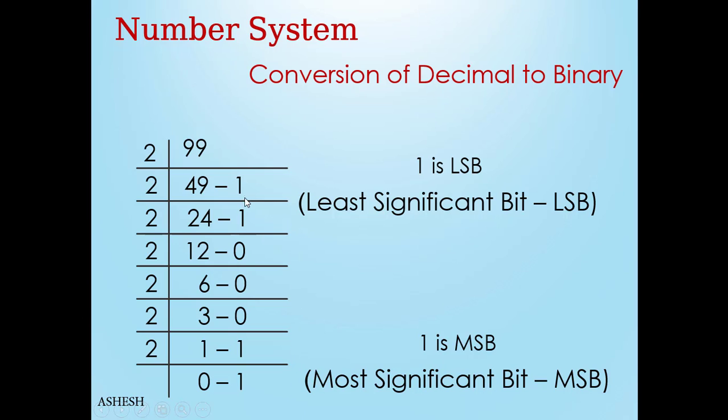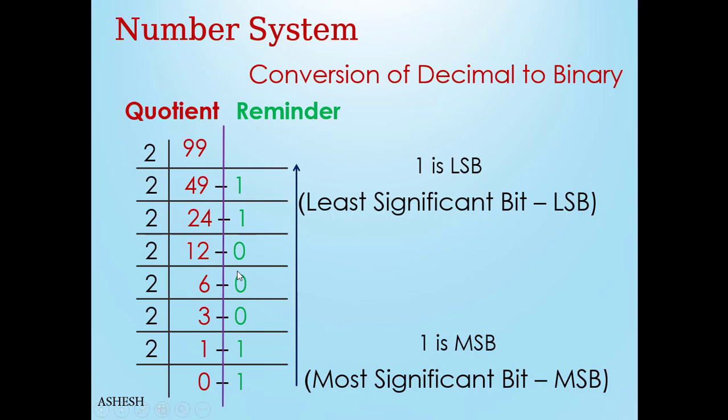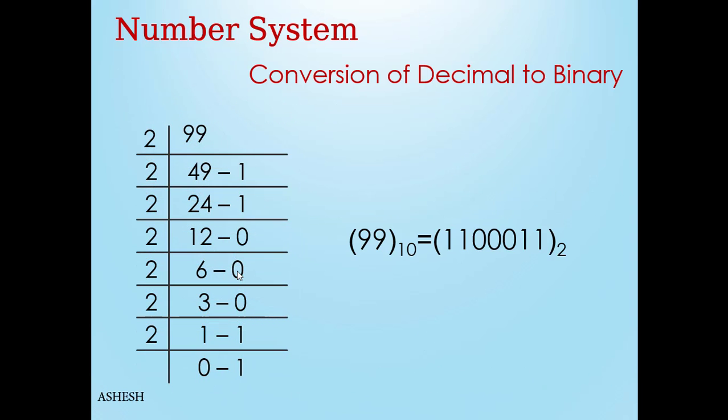Now we'll take all the remainders, and we need to count from bottom to top. So our answer is decimal number 99 equal to binary number 11000011.